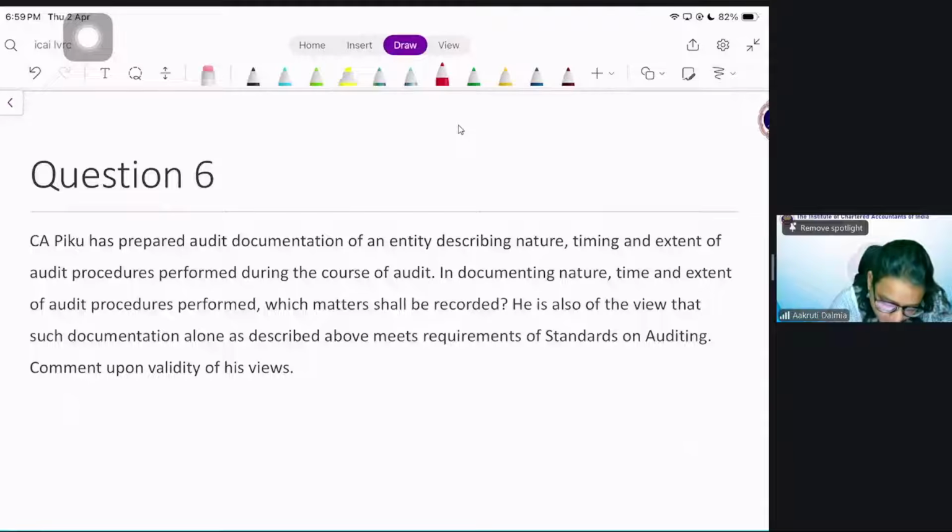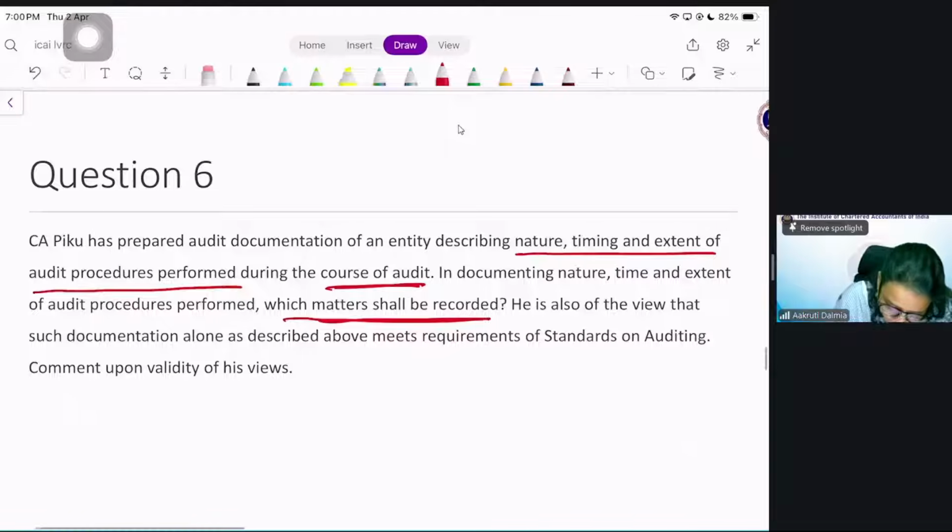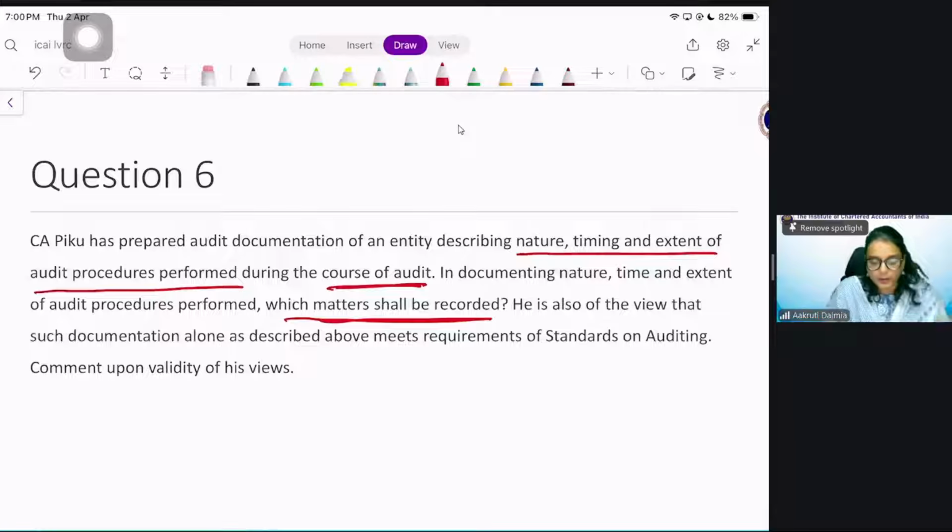CA PQ has prepared audit documentation of an entity describing the nature, timing, and extent of audit procedures performed during the course of audit. In documenting the nature, timing, and extent of audit procedures performed, what matters will be recorded? He is also of the view that audit documentation alone as described above meets the requirements of standards of auditing. Comment upon the validity of the views.